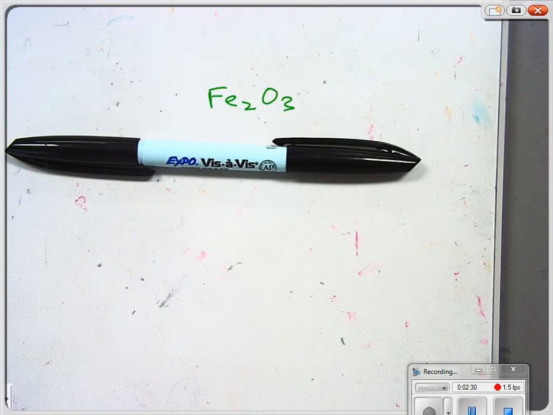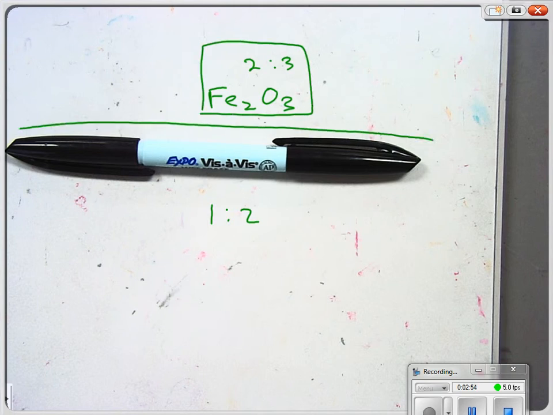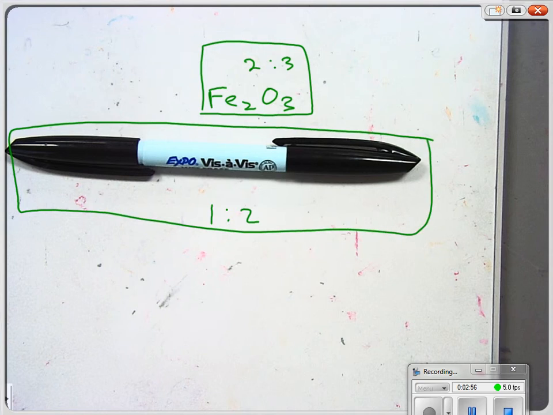So that would be very similar to the formula of Fe2O3, where we have a ratio here of 2 to 3. In this guy, this ratio is 2 to 3. And the ratio here is what? 1 to 2. So this goes with this, and this ratio goes with this guy. And hopefully that helps you get some feel for what we're talking about.